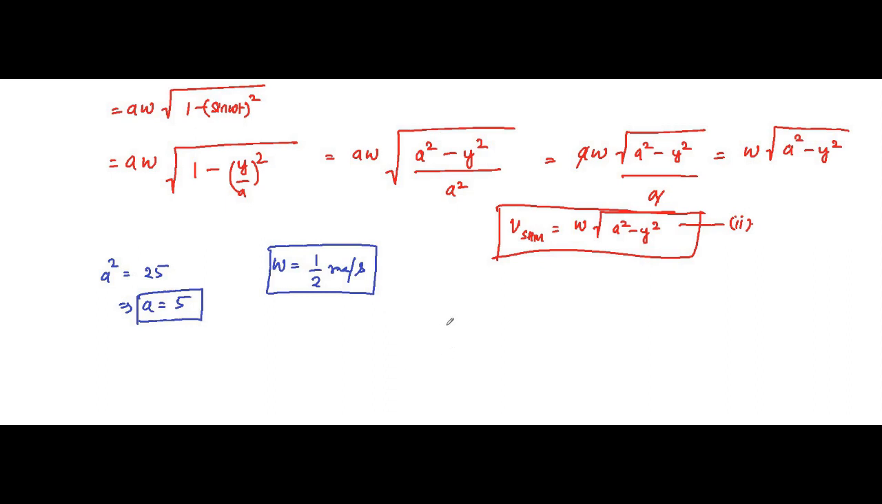Now we know that angular frequency is equal to 2 pi f, which is equal to 2 pi by capital T. F is frequency, and capital T is the time period.